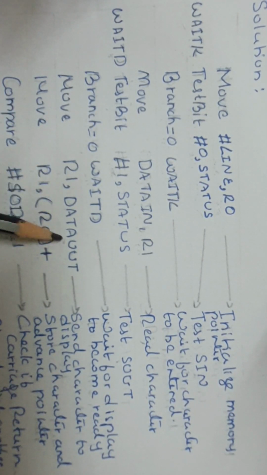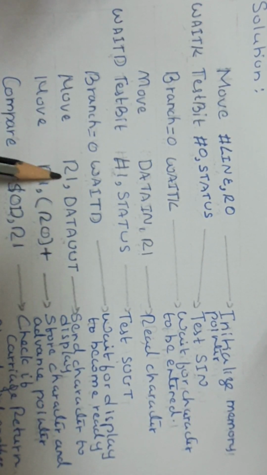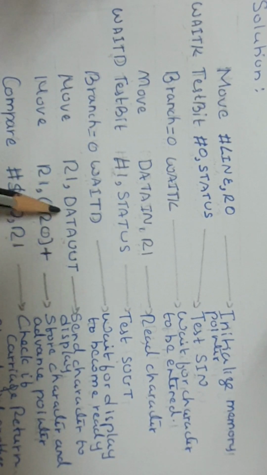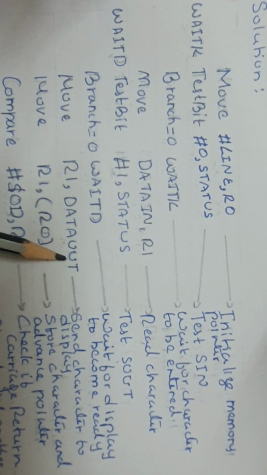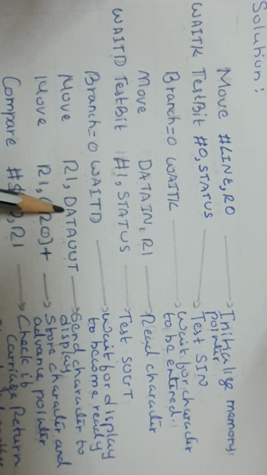Move R1, data out. In R1 the pressed keyboard character was brought and this is sent to the data out register where the display unit is connected. Hence that character is displayed on the display device. So the second action is over. What is the comment for this? Send character to display. Now two actions are done: reading the keyboard character, then displaying that character.